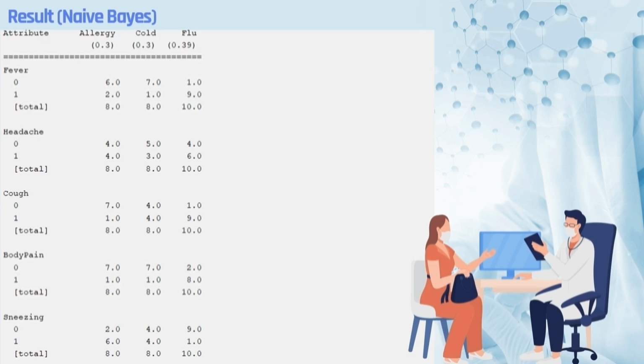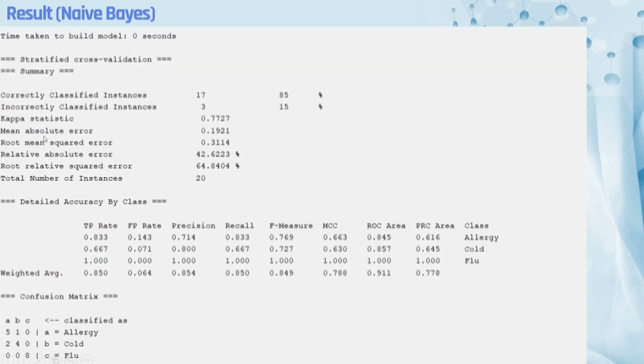It is another symptom that supports flu prediction. 80% of flu patients had it. In sneezing, allergy patients usually sneeze. The results show 8 out of 8. Sneezing is rare in flu. Only 1 out of 10. Cold is 50-50. Sneezing is a good signal for allergy. When a new patient shows certain symptoms, I will look at the conditional probability for each disease and predict the most likely one.